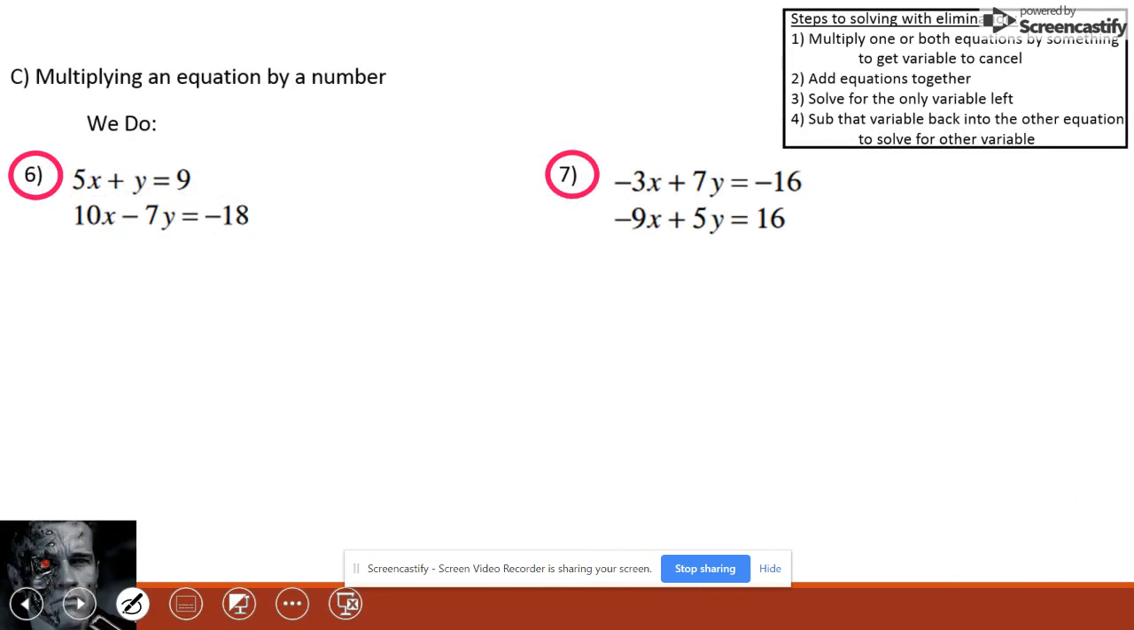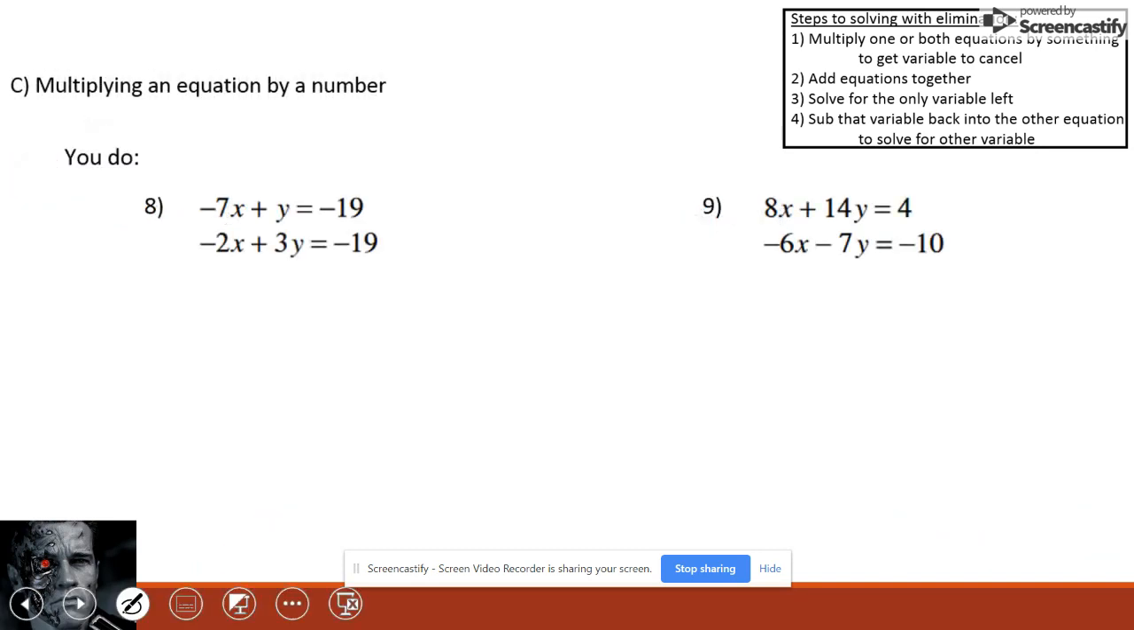Now we are at a place where it says multiplying an equation by a number. Whoops, sorry about that. Multiplying by a number again. So this top equation and the bottom equation, I wish that was a -3. I'm going to multiply everything by -3 and write it underneath. So 21x minus 3y. I'm doing the same problem.